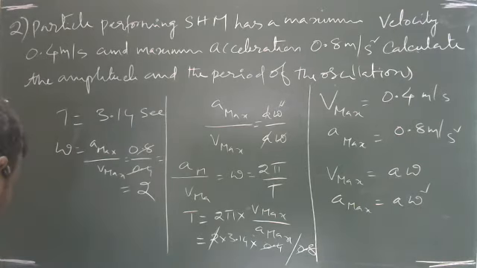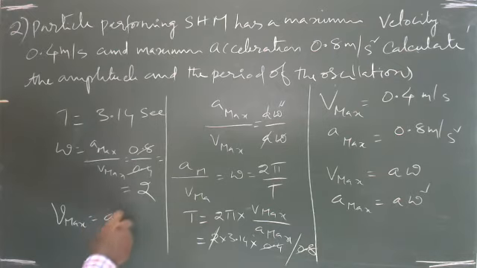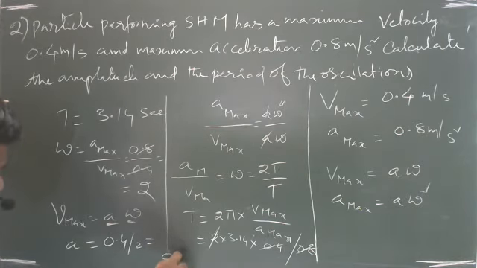Okay, next, I have to find the value of the amplitude. V max is equal to A into omega. We don't have the A value, but omega I got as 2, and V max is given already. So therefore A is equal to 0.4 by 2. That is equal to 0.2. So this is the answer. A is equal to 0.2.